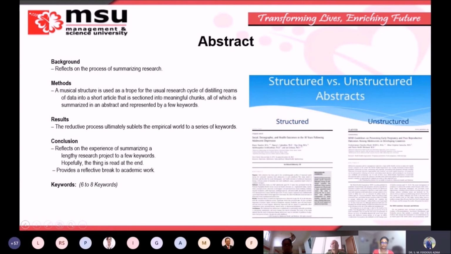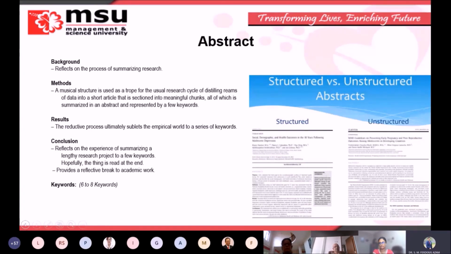Those all we consider under conclusion. And after writing this, on the right hand side, you see structured versus unstructured abstracts. Just to give an example, those who have experience with Emerald articles usually follow the structured abstract, just like we have shown here in the slide. The breakdowns are the background, method, result, conclusion. So those are the breakdown.